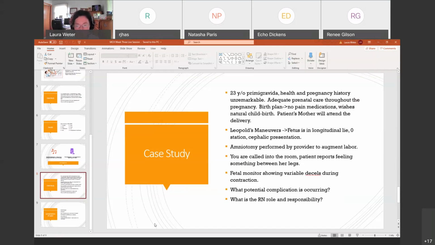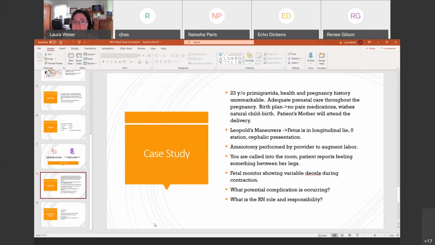No problems yet. So we perform the Leopold's maneuvers because we want to know where baby's at. So the fetus is in a longitudinal lie. What do I mean by longitudinal lie? It's vertical. Right, it's longitudinal, meaning up and down. That's all that means.